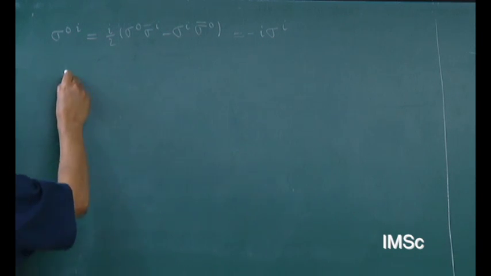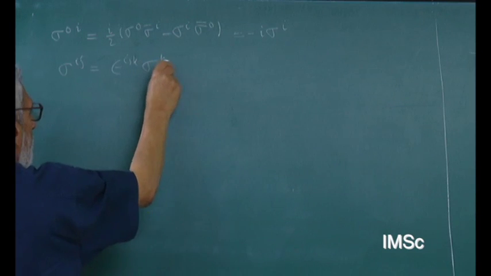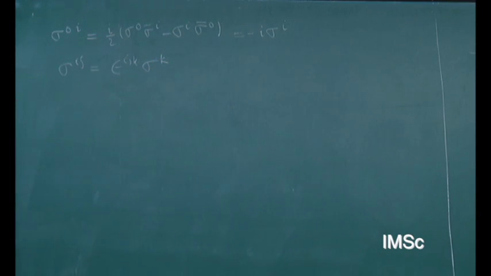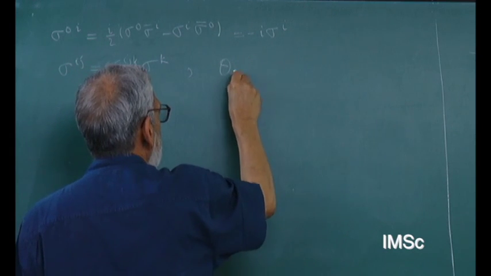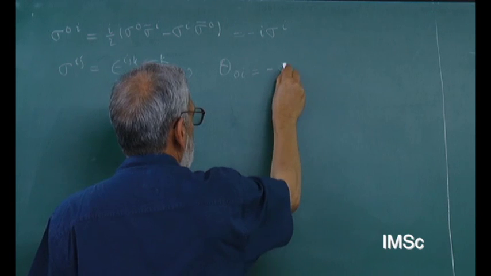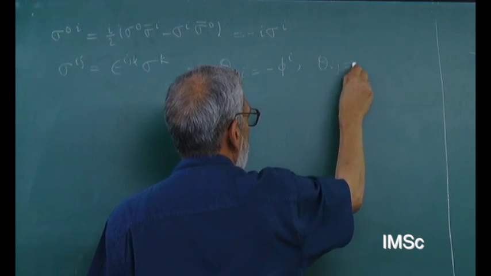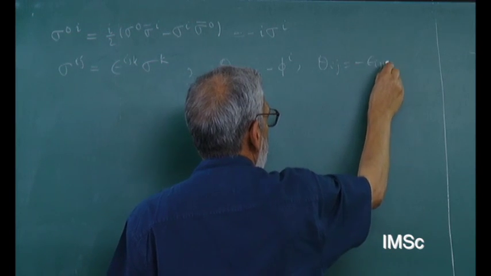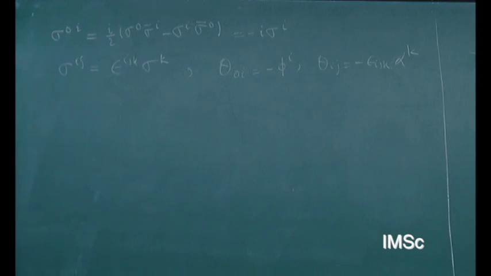Similarly, if you do sigma ij, you will discover this is epsilon ijk sigma k, the Pauli matrix. I think no sign there. Is there a sign there? No sign there. And then remember, we had defined theta 0 I, we had renamed that at some stage as minus phi I, and theta ij as minus epsilon ijk alpha k, the rotation parameters.